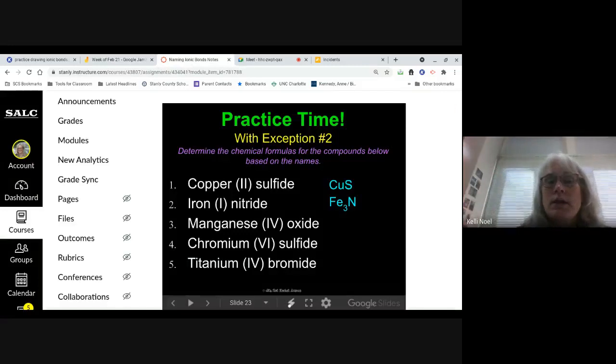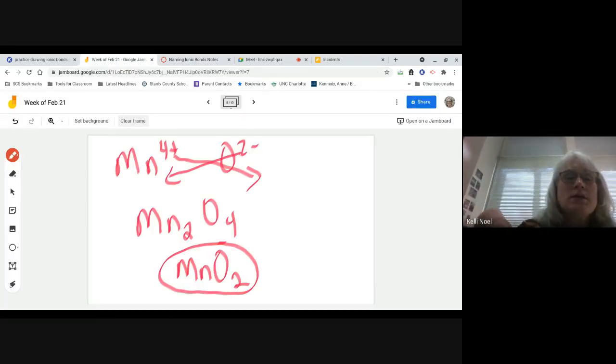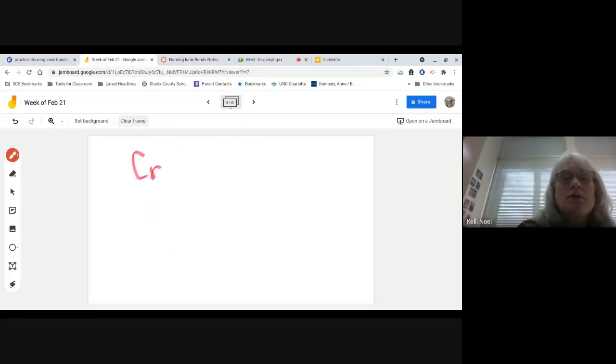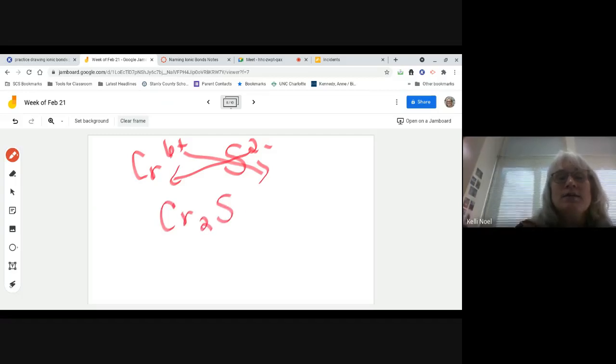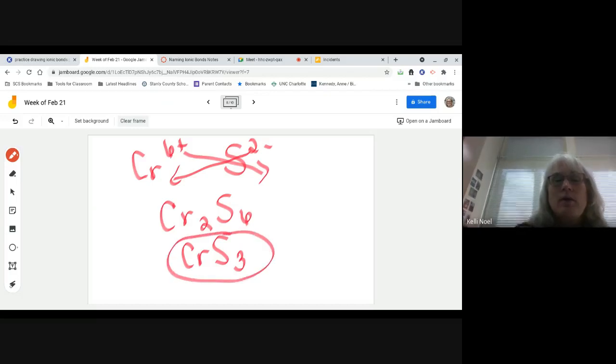All right, so let's go to chromium 6 sulfide. So chromium 6, chromium is Cr, 6 plus, sulfide is 2 minus. Again, I have 2 even numbers, so when I write this, Cr2S6, I can divide by 2, so I get Cr, 2 into 2 is 1, S, 2 into 6 is 3. CrS3 is your final for that one.